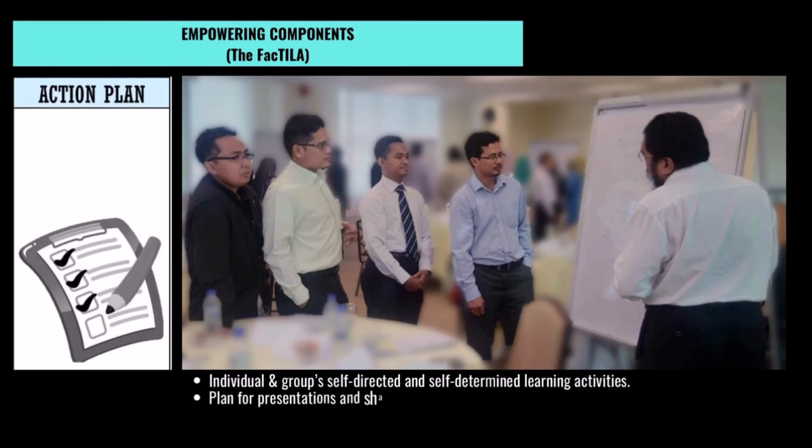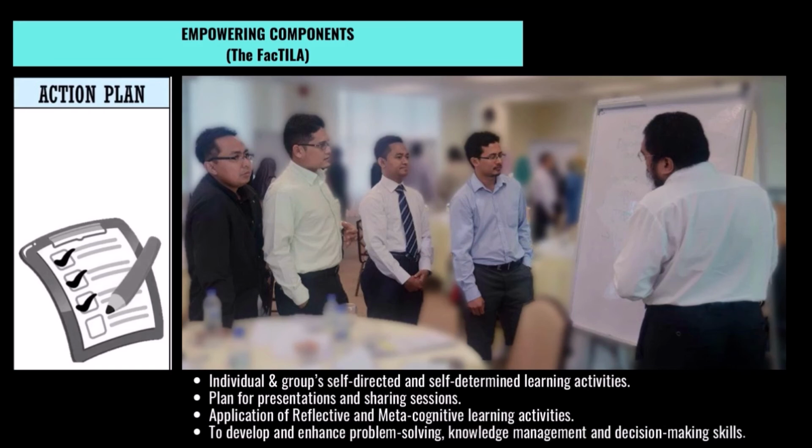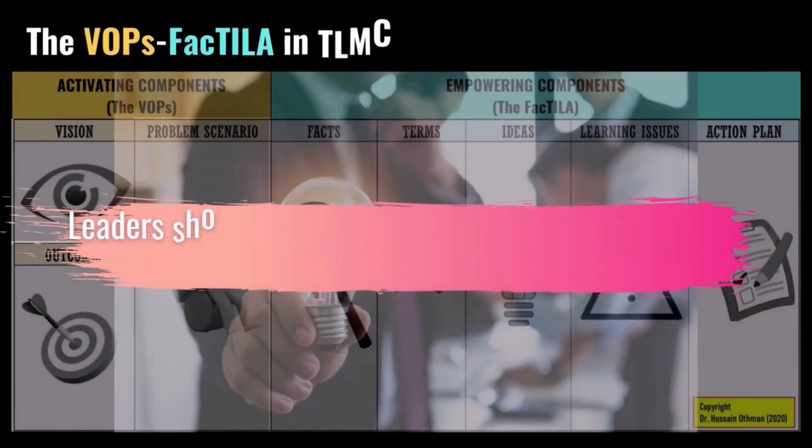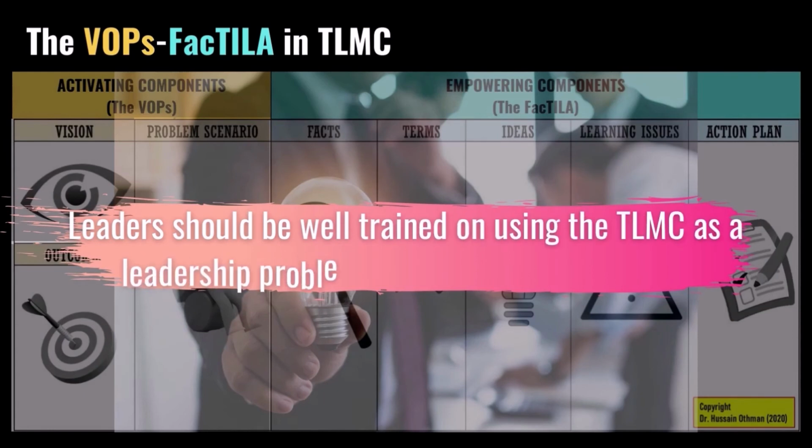Learning activities in the action plan block should be strengthened through the application of reflective and metacognitive learning activities. This is to ensure the learning to be concluded in a double loop format. Learning activities in the action plan block are highly crucial for developing and enhancing problem solving, knowledge management, and decision-making skills. There are numerous determining success factors for the application of TLMC in solving leadership problems, as well as in training future successors and followers.